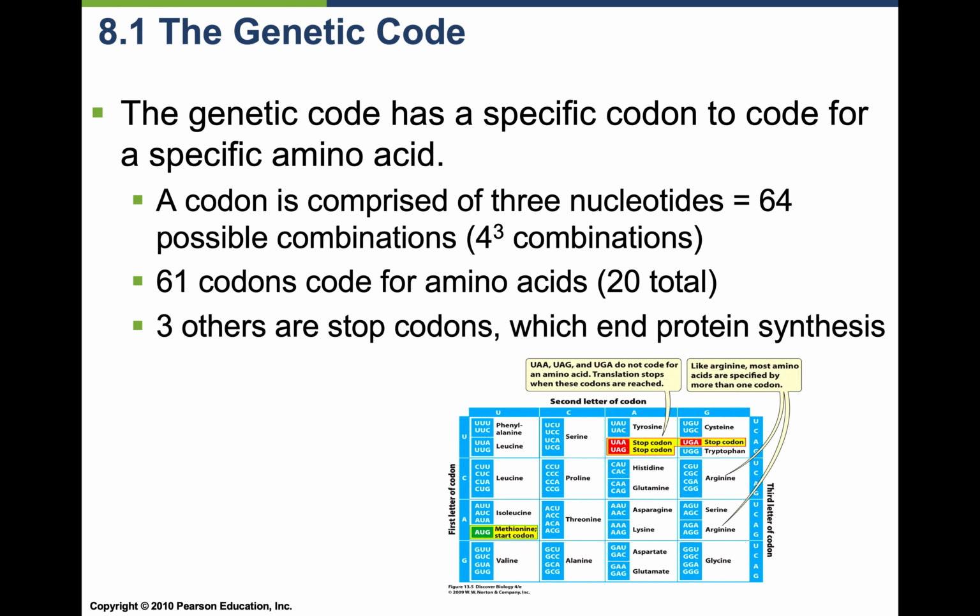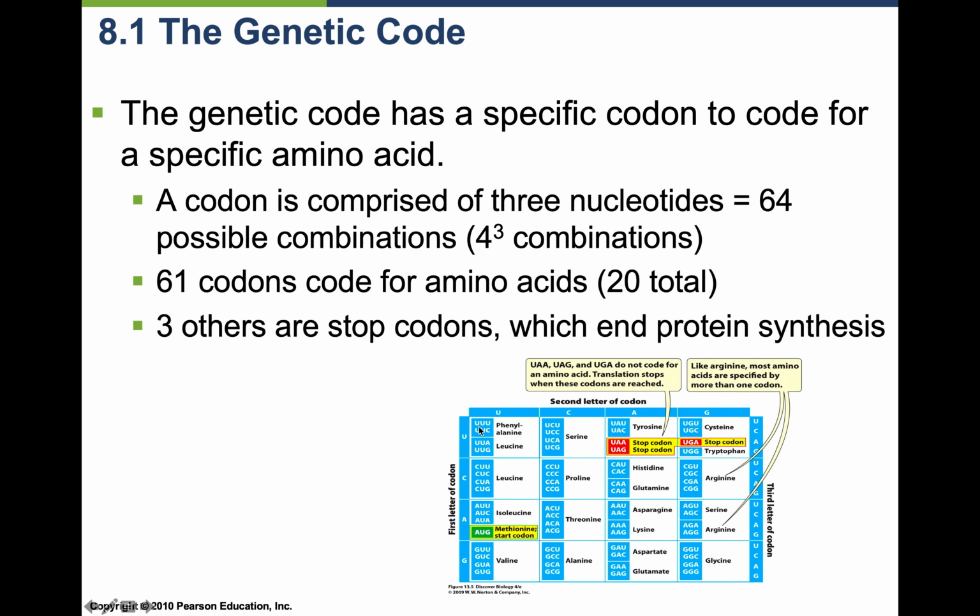Okay, so the genetic code. We've talked a little bit about this as we've come up against it. The genetic code really has a specific codon to code for a specific amino acid. A codon is comprised of 3 nucleotides, and there are 64 possible combinations, right? 4 to the third combinations, makes sense? 61 codons code for the 20 total amino acids, but 3 others are what we call the stop codons, which we talked about already, which end protein synthesis.